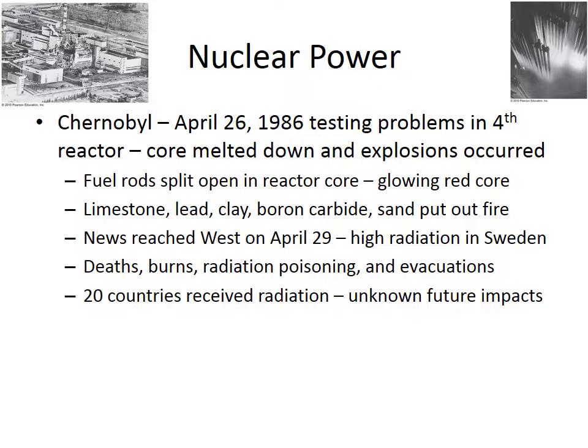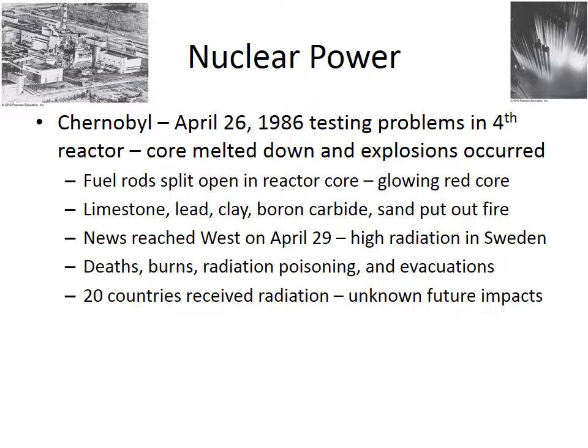The fuel rods, actually in the notes, they say that the people saw them glowing red. You should never, ever, ever see the fuel rods themselves glowing red. If so, disaster is imminent, because that means they've gone through them. The metal is glowing red hot. Imagine the heat with that. They used limestone, lead, clay, boron carbide, and sand to put out the fire. All of that was uncontaminated by nuclear waste.